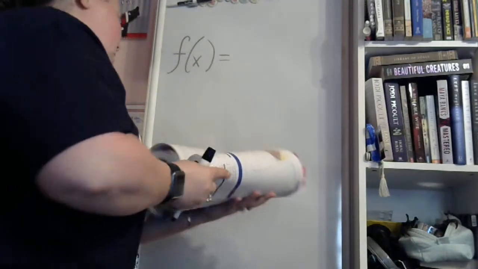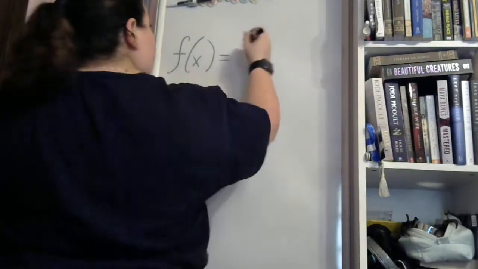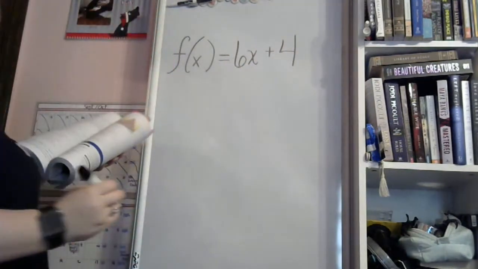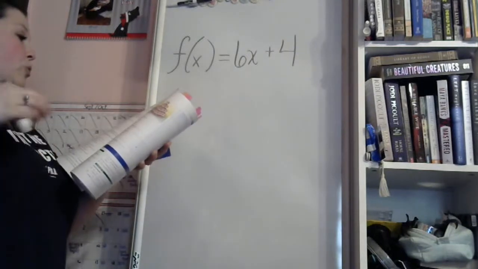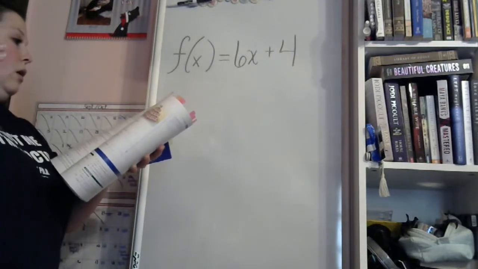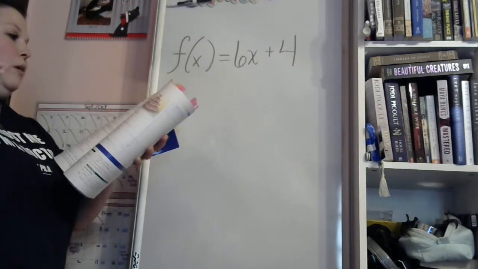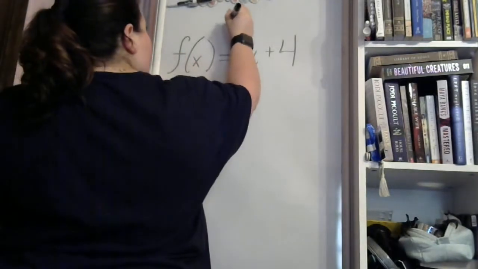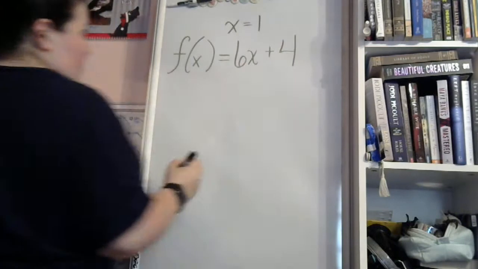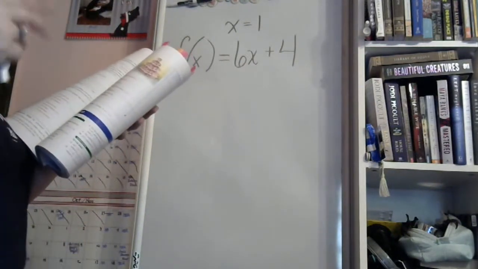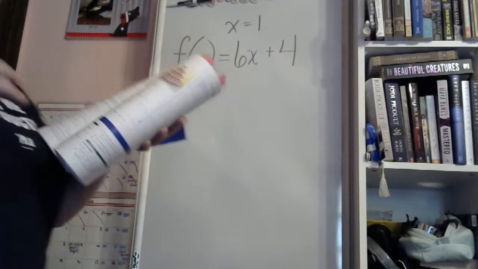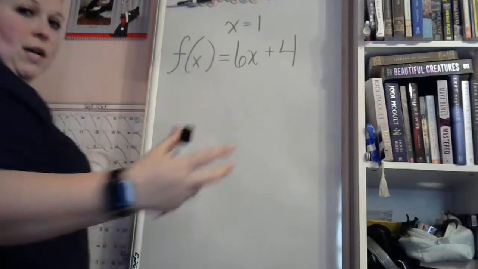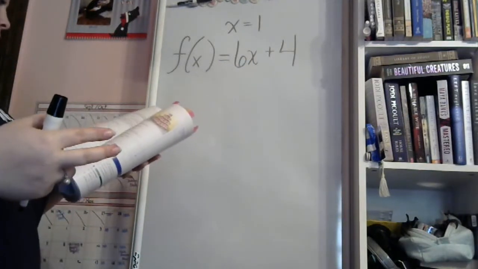So f of x equals 6x plus 4. So this is the equation. I'm at the very top of your book, right underneath the really big number 2. What it also will tell us is x equals 1. So it always tells us what the value is. So what we do now is we substitute the 1 for everywhere there is an x. That's kind of all that we do here.